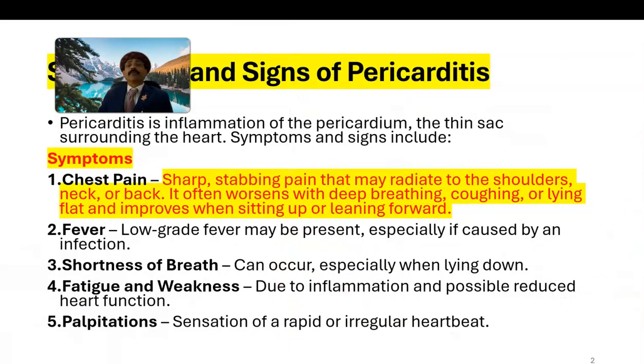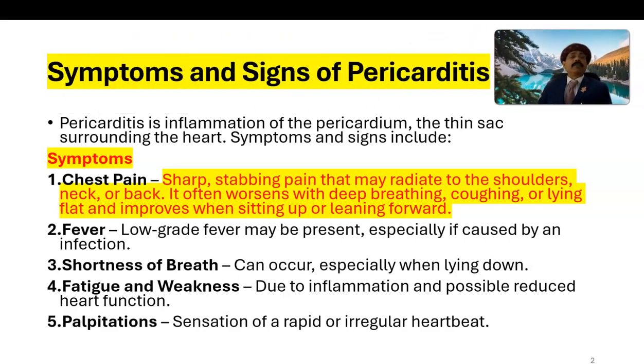So, what are the symptoms and signs of pericarditis? Pericarditis is inflammation of the pericardium, a thin sac surrounding the heart. Thin here means, actually, this is not thick. Thin means it is the parietal layer of serous pericardium and the visceral layer of serous pericardium. These are thin, but the outer layer, the fibrous pericardium, is thick. So, inflammation of the pericardium, there is a sac around the heart.